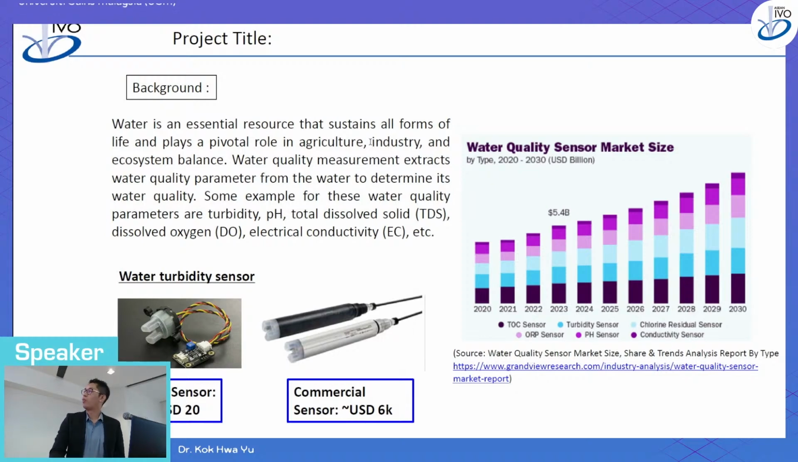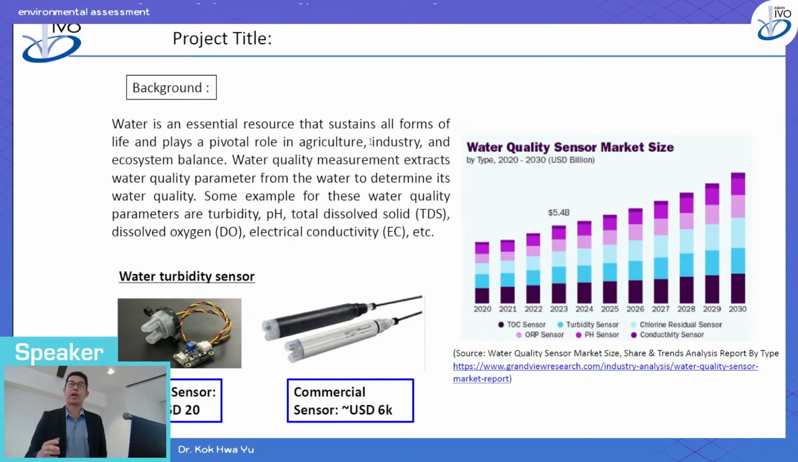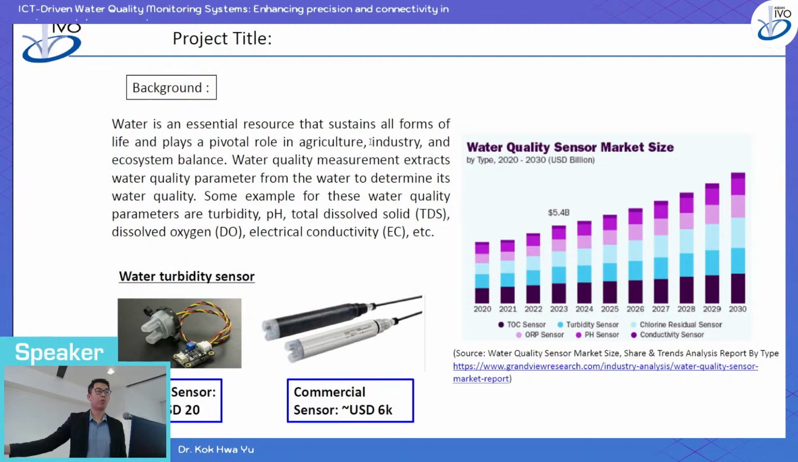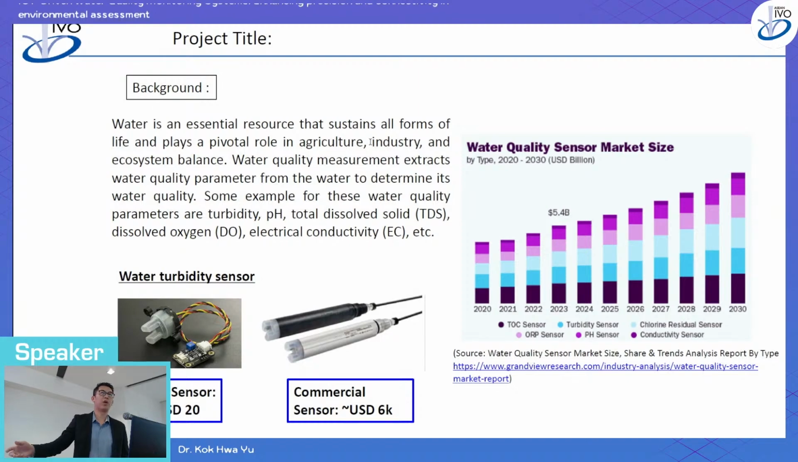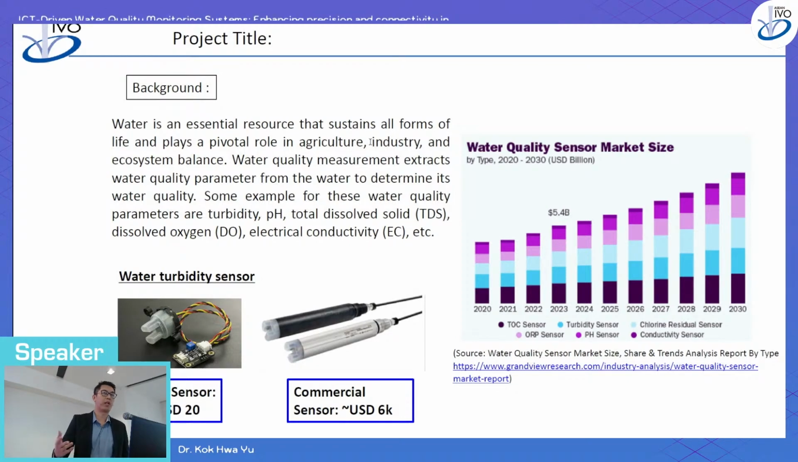And we can have different types of water quality measurement. For example, we have turbidity, TDS, EC, and dissolved oxygen. For water quality, we have IoT sensors, and also commercial sensors. And we can compare the pricing of the IoT sensor. Taking turbidity, it's like USD 20, and a commercial sensor is like 6,000. So we can see the big differences.